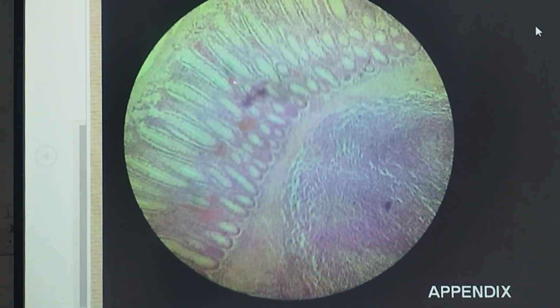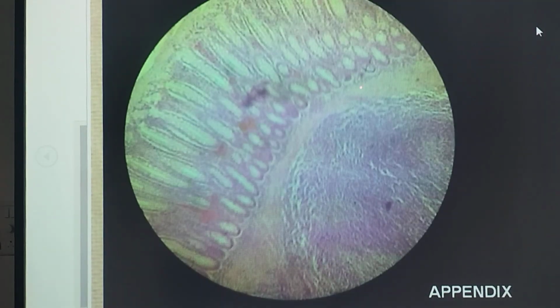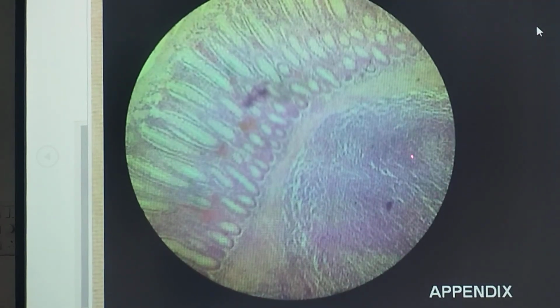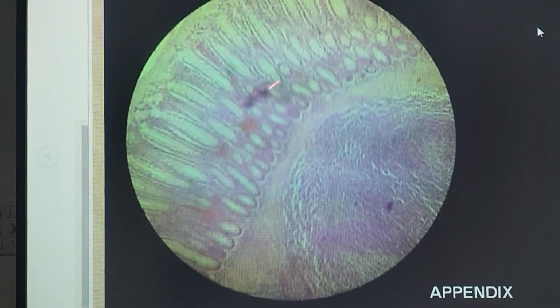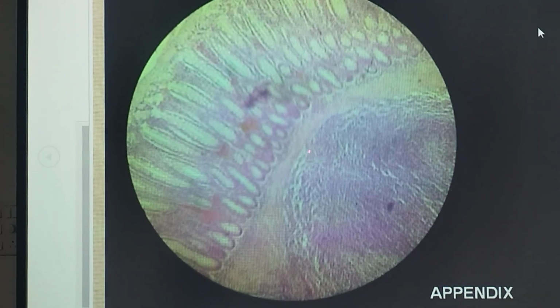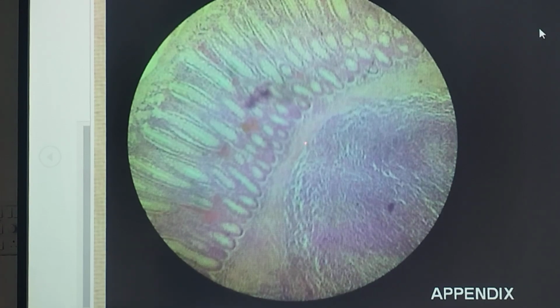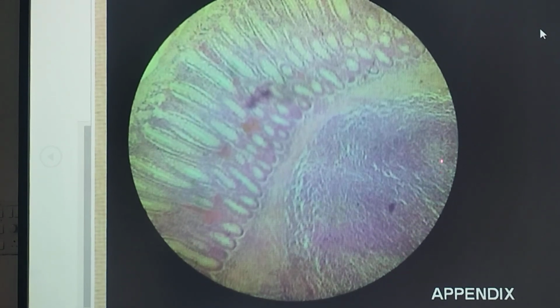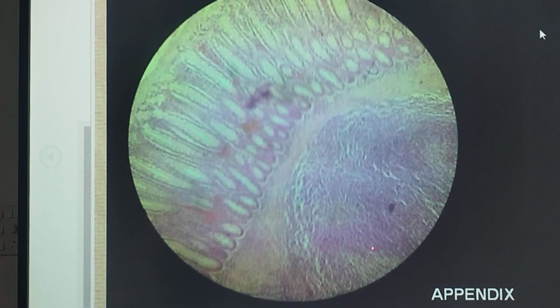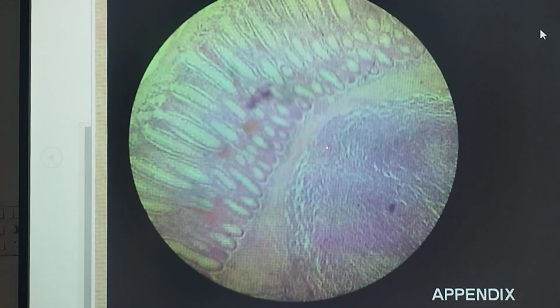They secrete mucus. Then you see the muscularis mucosae. Then you have the submucosa. So this is the mucosa. This is the muscularis mucosae, which is a part of the mucosa, and then you have the submucosa below the muscularis mucosae, and in the submucosa we see large aggregations of lymphatic follicles. So that is the MALT, mucosa associated lymphoid tissue.